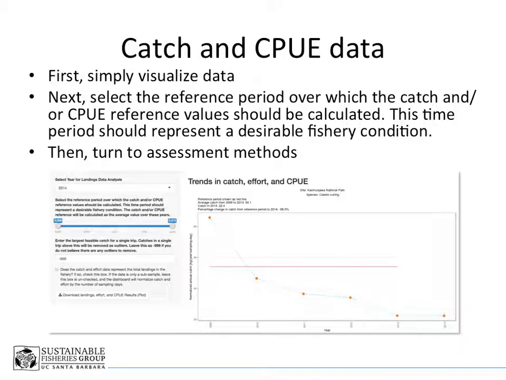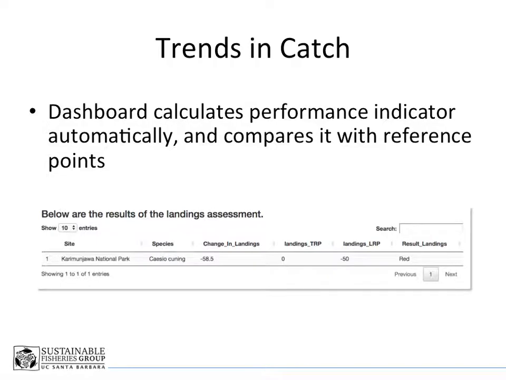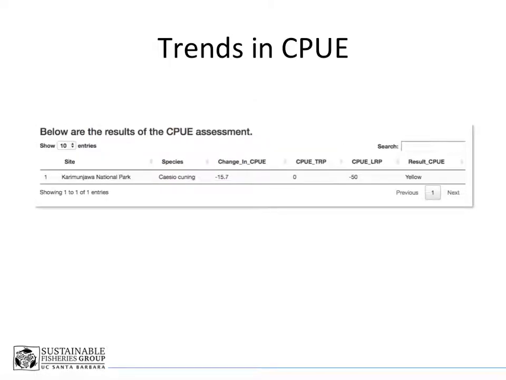Once we've done that, we can turn to our assessment methods. These give you a very simple output. So for trends in catch, it tells you how our change in landings is comparing to our reference point. We can see we've gone down about 58%, which is even below our limit reference point of going down 50%. This gives us an output of red. For catch per unit effort, we've gone down 15.7% from our reference period. This is right between our target and our limit, so we get a result of yellow.